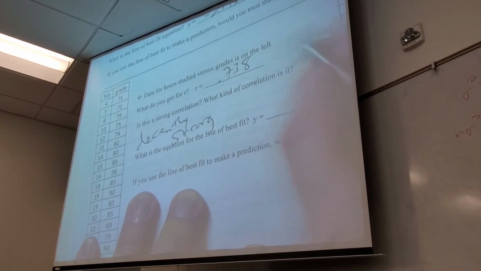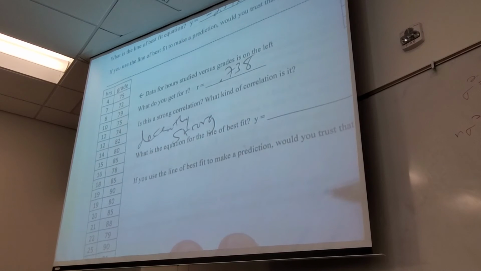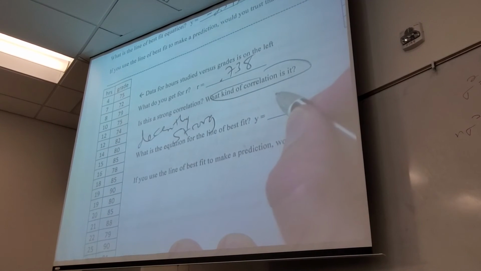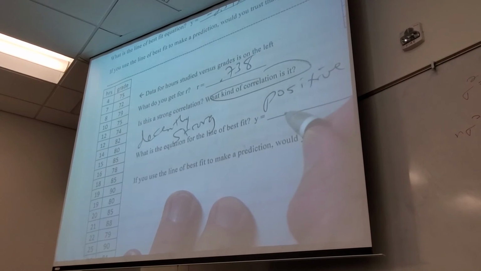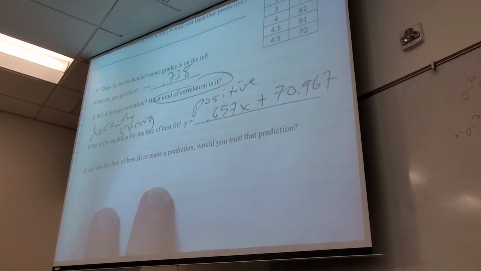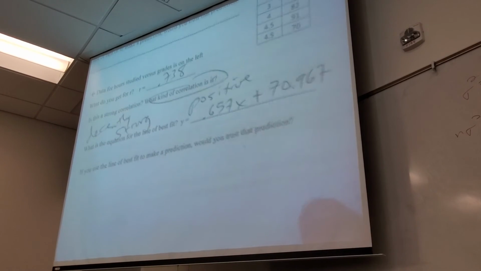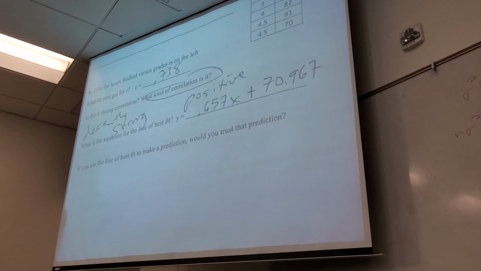This is decently strong, it's definitely closer to 1. What kind of correlation is it? Positive. So decently strong positive correlation. The line of best fit, what do you guys get for the line of best fit? Y equals 0.657x plus 70.967. Kick ass, I like it. And don't round too much. So this is perfect.